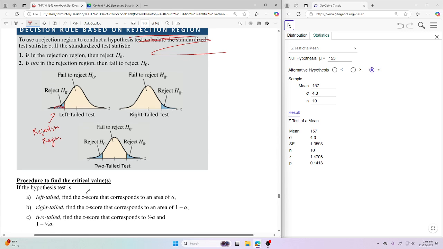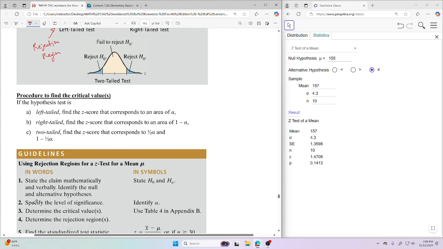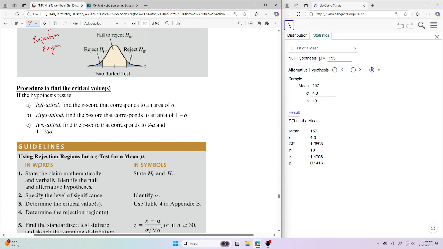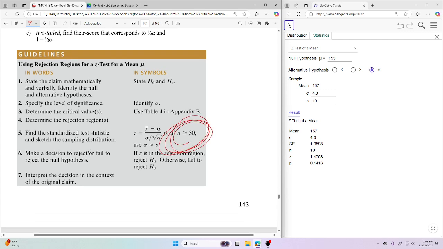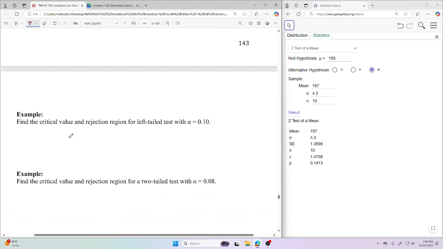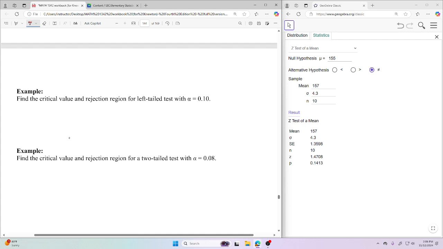All right, cool. I don't even understand what they're going with right here, but we're going to ignore it because we've done this a few times. 30. I mean, that is kind of important, but you know. Find the critical value in the rejection region for a left tail test with this much.